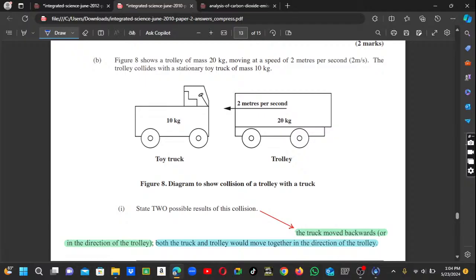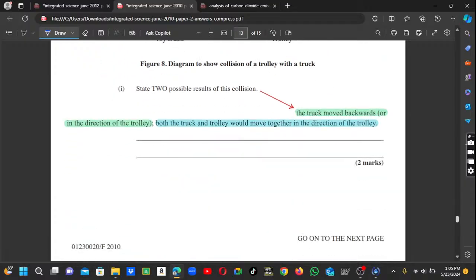Here we have a diagram showing a collision of a trolley and a truck. We need to state two possible results for the collision. We see that the truck moved backward, right guys? So this is the truck. The truck moved backward, in the direction of the trolley. So both truck and trolley would move together in the same direction. To be honest, it seems as if the trolley is moving backward, not forward, but they are moving in the same direction.